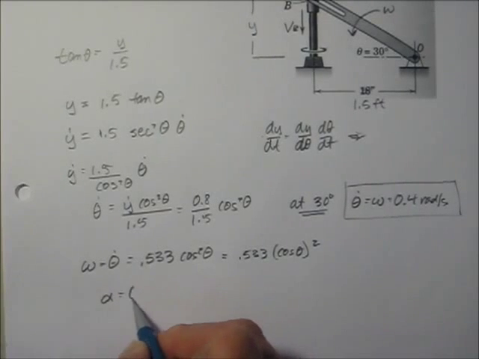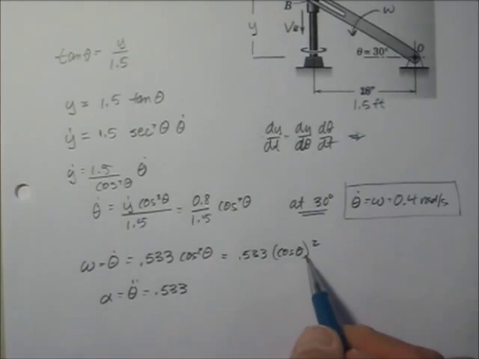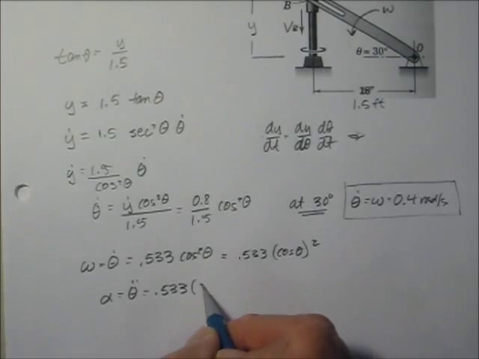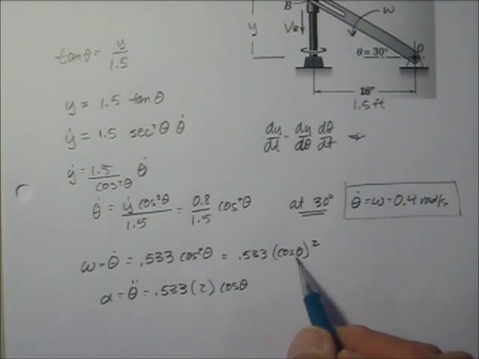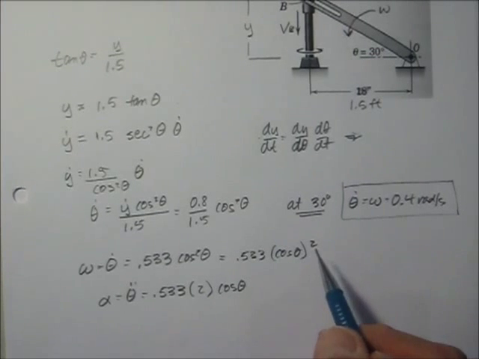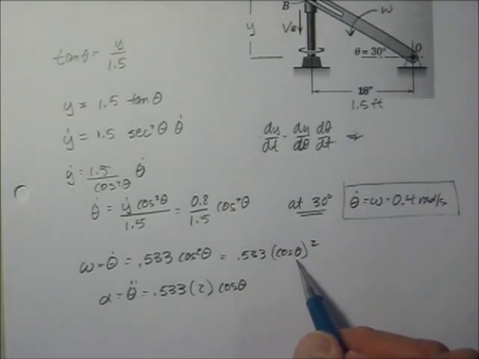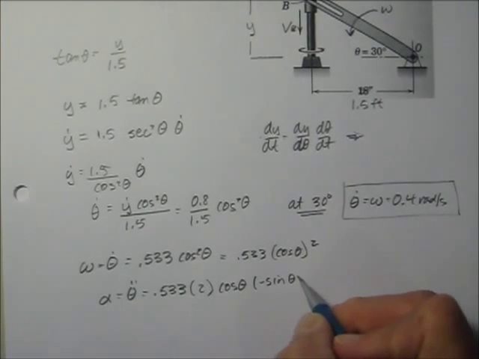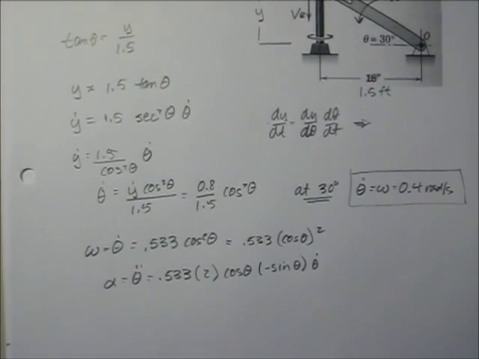So I'm going to take the derivative again. I'm going to say alpha is equal to theta double dot, which is equal to 0.533. I'm going to use the chain rule on this. So I'm going to bring that 2 over in front, 2 cosine of theta. Now I take the derivative of the cosine, and that's going to be equal to the minus sine. And that's in the theta domain, so I still need a theta dot on the end of that.